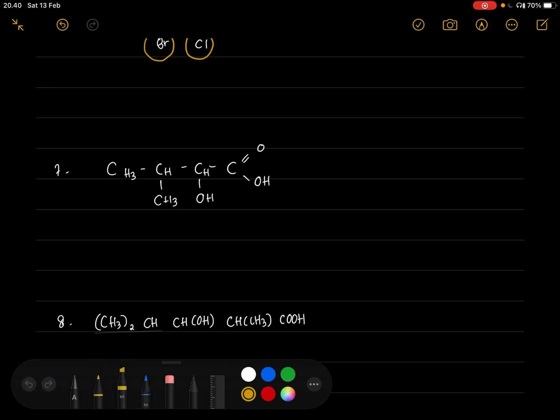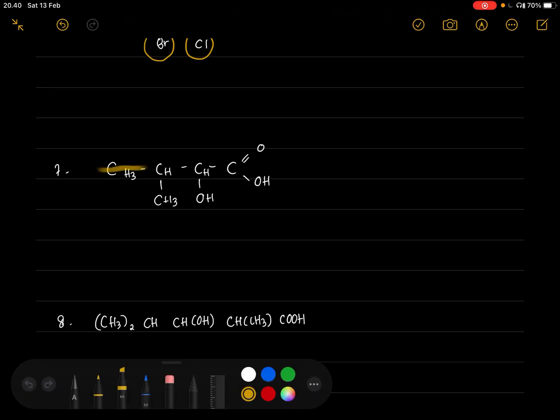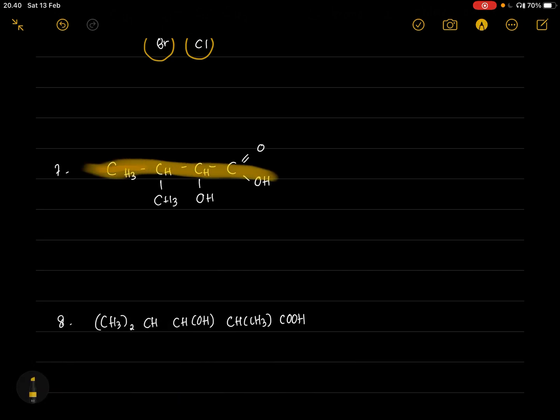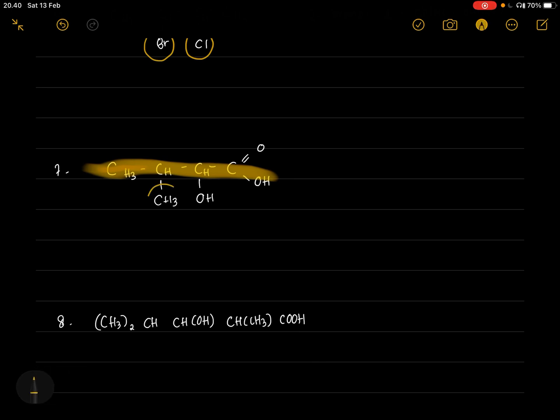So over here, this one is the longest chain which contains the functional group. If we count, there are 4 carbons containing the functional group. So this is butanoic acid. And then we encircle the whole branch. We have the methyl group over here. We also have the OH group, which is later named hydroxyl.